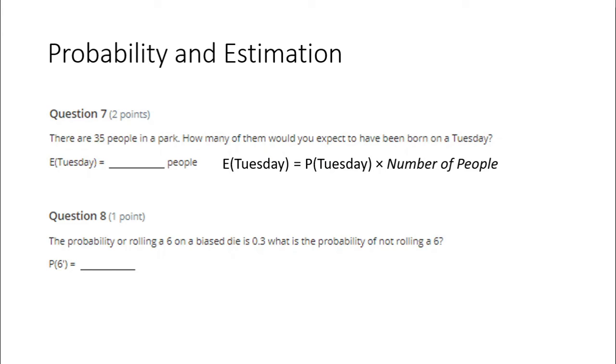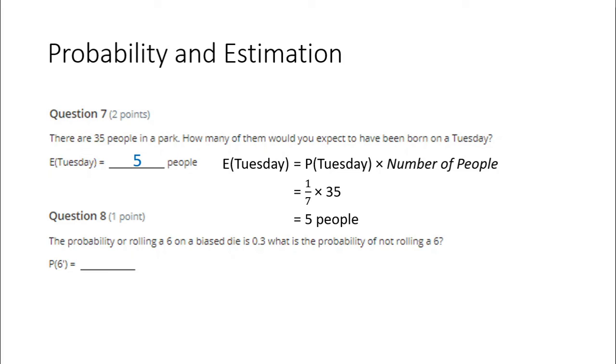What's the probability that you were born on a Tuesday? There are 7 possible outcomes. Monday, Tuesday, Wednesday, Thursday, Friday, Saturday, Sunday. And Tuesday is one of those possible outcomes. So the probability you were born on a Tuesday is 1 out of 7. So we would expect 1/7 of all of the people in the park to have been born on a Tuesday. So 1/7 of 35, that's 5 people. We expect 5 people were born on a Tuesday.